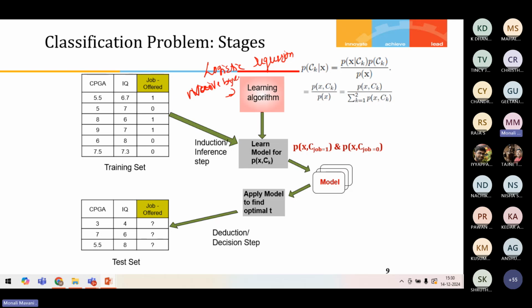You will learn all this in this course. Then the model is actually finding out this probability, the joint probability, whether job is 1 or job is 0, whether a person will get a job with having so and so qualities in terms of features, or a person will not be offered a job with so and so quality. And then we want to apply this model for our test data.